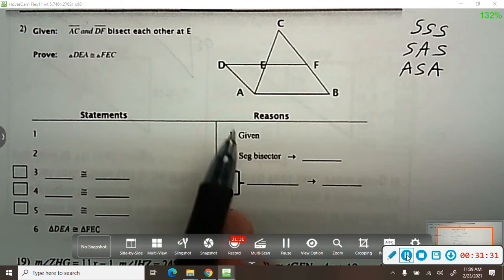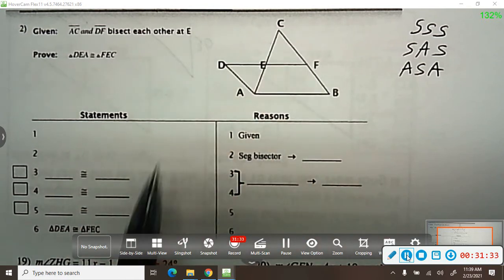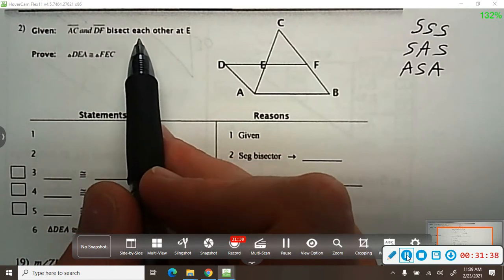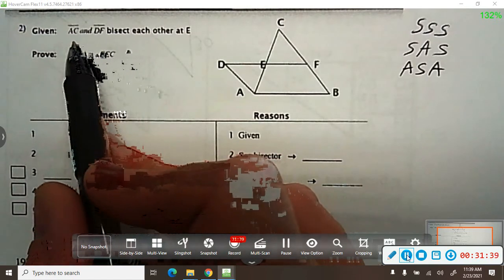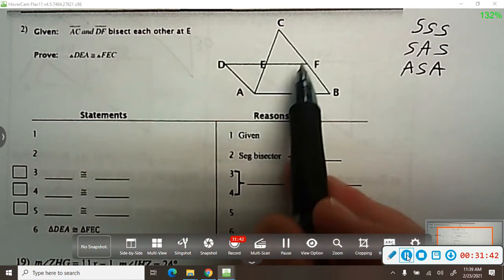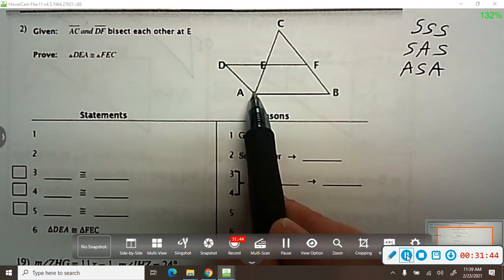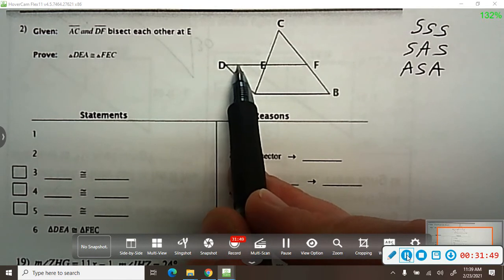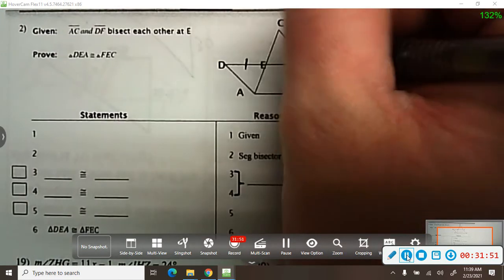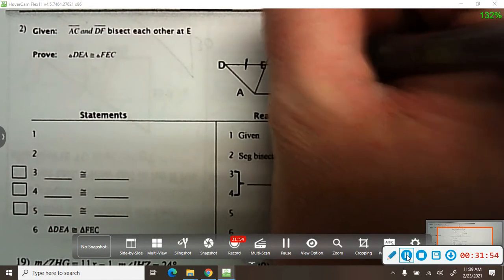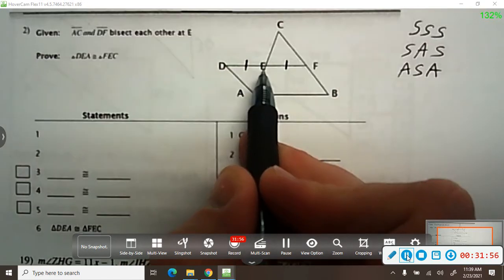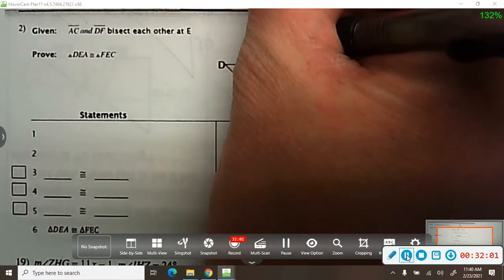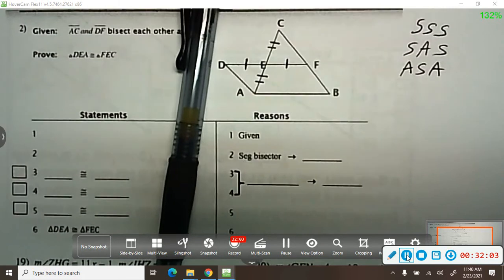But if I'm looking at this, and we'll just talk about it, we're not going to do the proof. AC and DF bisect each other. That means they cut each other in half. So this equals this, because E cuts it in half. And then this equals that.